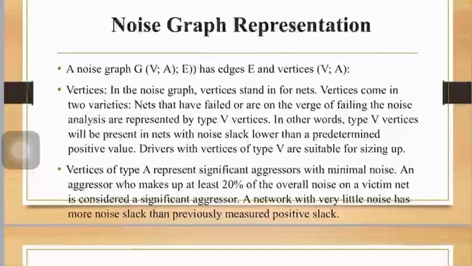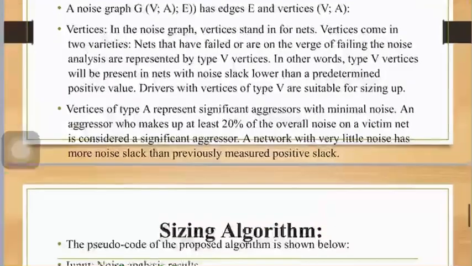Drivers with vertices of type V are suitable for sizing up. Vertices of type A represent significant aggressors with minimal noise. An aggressor who makes up at least 20% of the overall noise on a victim net is considered a significant aggressor. The network with very little noise has more noise slack than the previously measured positive slack.